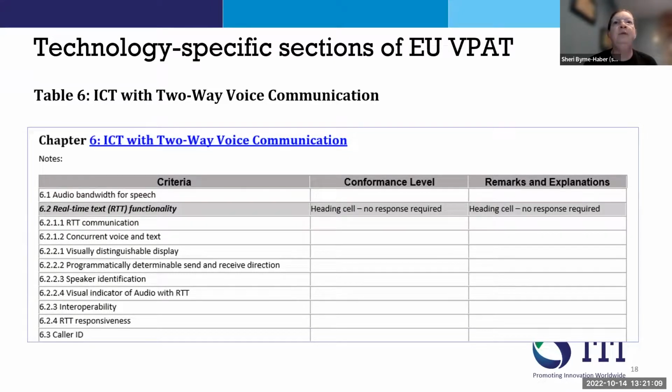So you will have the same type of thing that you had to do with the WCAG table, except it doesn't break down into those 5 separate categories because this is only for ICT with two-way voice communication. So you just say supported, not supported, partially supported, not applicable. And anytime you have anything besides supported, you're going to need to put remarks and explanations in the 3rd column.